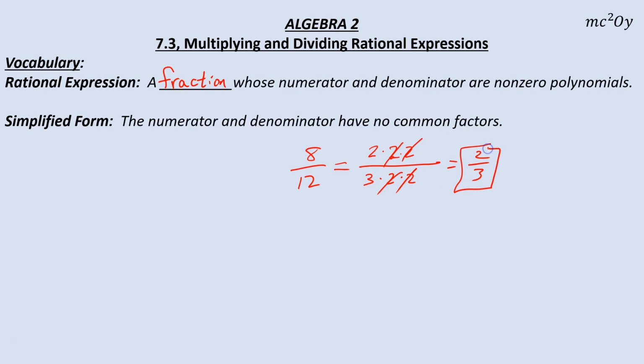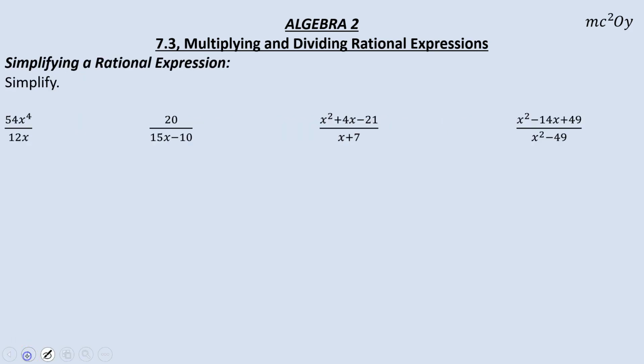Now, I realize that's not usually how most people do that. They say, well, what goes into 8 and 12? Well, 4 does. 4 goes into 8 twice, and 4 goes into 12 3 times. Well, here's the 4 you're talking about. You take it out of each of them. Now, this concept right here is helpful when you're simplifying rational expressions.